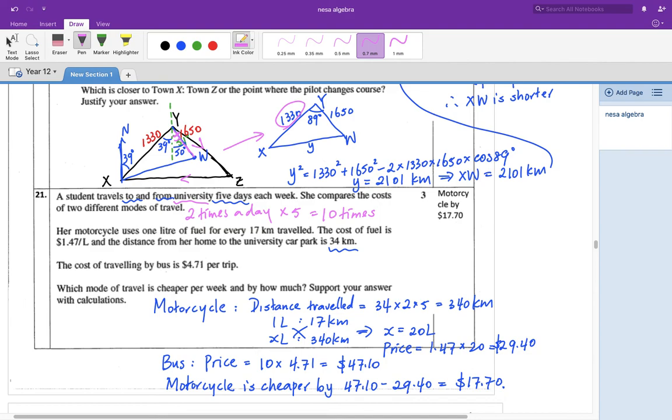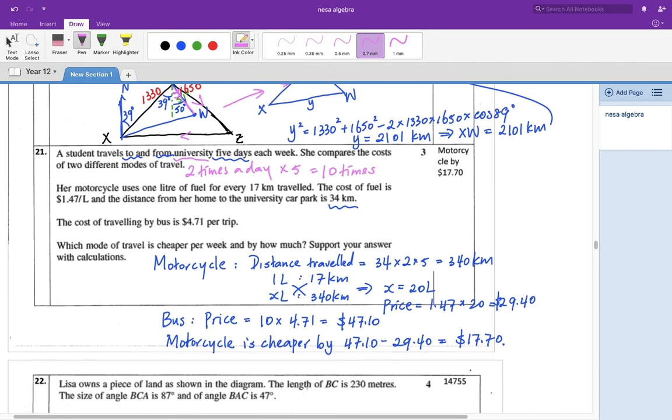If she rides a motorcycle, the distance traveled is 34 kilometers in total. That's one trip, and she makes 10 trips in total. So 2 times 5, that's 10, which will give you 340 kilometers. That's how much she would travel in a week. The fuel consumption is 1 litre per 17 kilometers. So how many litres does she use for 340 kilometers? Cross multiplying will give you 20 litres.